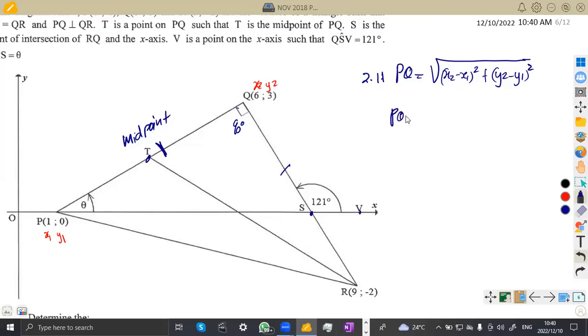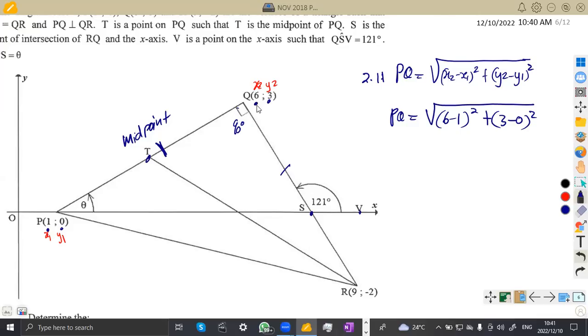So that means the length of PQ is going to be equivalent to the square root of X2, that is, our X2 is 6 and X1 is 1. So it's going to be (6 minus 1) squared plus Y2, which is 3, minus Y1, that's a 0 there, so 3 minus 0 squared. All right, so that is the length that you're going to have, it depends on the way that you have numbered the points.